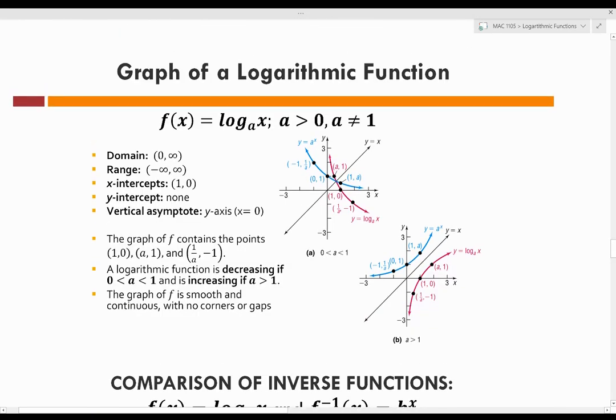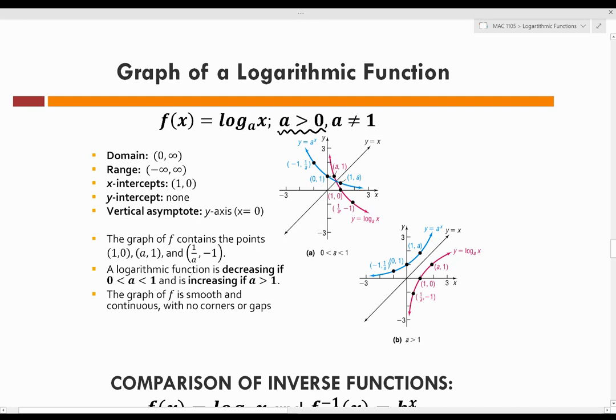The first logarithmic graph that we're going to look at is for a logarithmic function whose base is greater than 0. The domain for this function is from 0 to positive infinity. The range is all real numbers. This graph has an x-intercept at (1, 0). It has no y-intercepts. And it has a vertical asymptote, which is the y-axis. Then the graph of f contains the points (1, 0), (a, 1), and (1/a, -1).